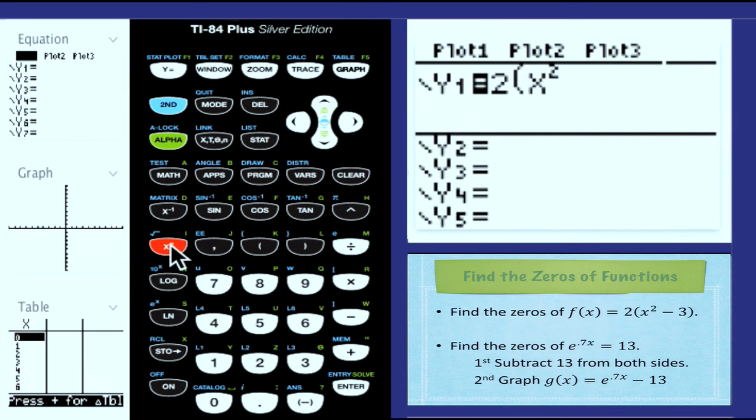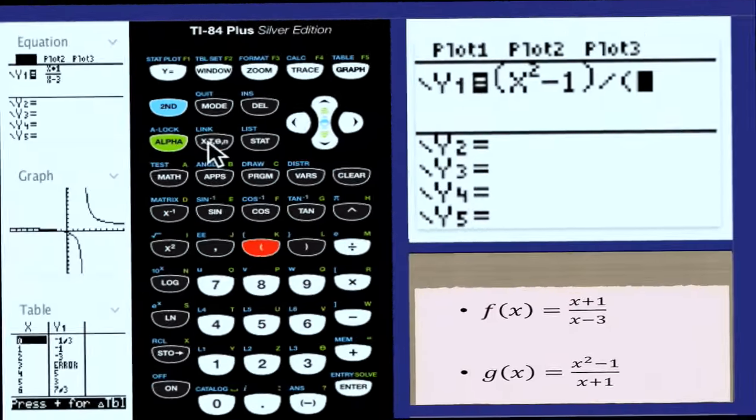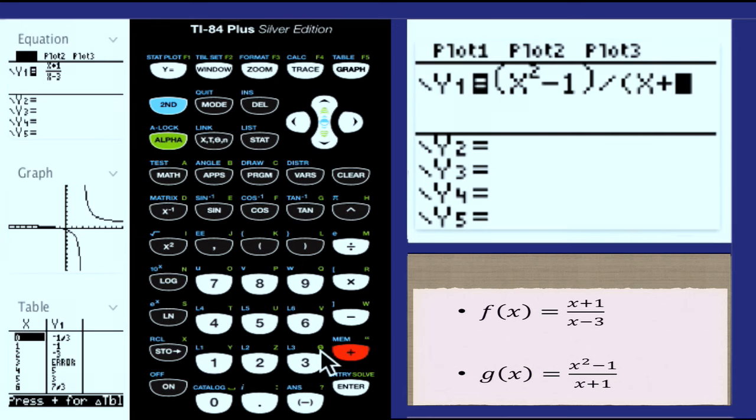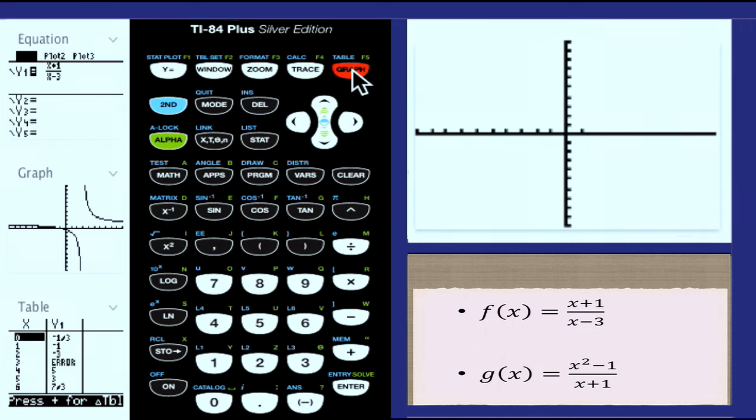Notice when I use the x squared, that's the shortcut. I can type in x, then plus, and then 1. And now I'm going to close my parentheses to tell the calculator I'm done with that denominator. And I've already done my zoom window, which was zoom standard. So I'm just going to press graph.